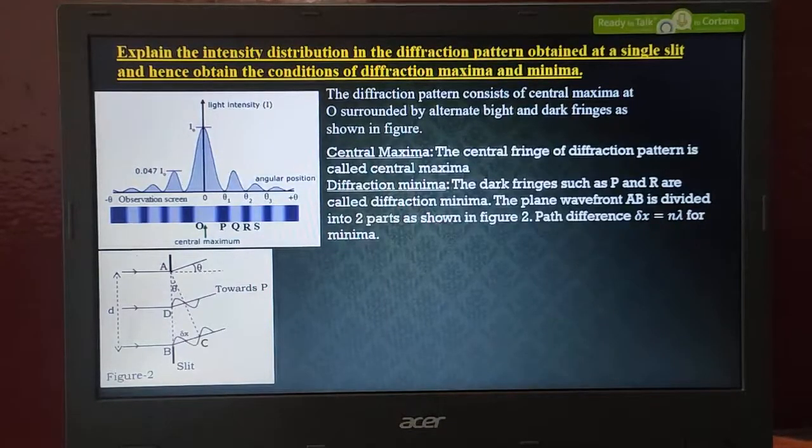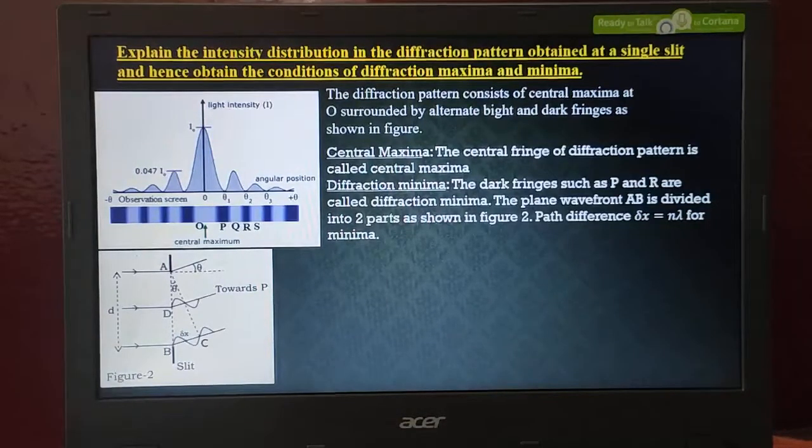The light rays, or the light waves, travelling to point P, there is a path difference between these waves. The path difference between these two waves is known as delta x equal to n into lambda, where n is an integer 1, 2, 3, 4, 5, 6 and lambda is the wavelength of a monochromatic light wave. The source which we are using is monochromatic. Actually white light is not monochromatic in nature. White is non-monochromatic light.